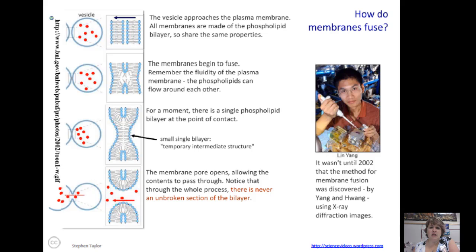But then that will continue to separate and bend as they continue to move, and this will create a pore that opens. And so our cell membrane is never exposed to the outside environment, so we can release our waste that way. There's never an unbroken section of the bilayer, and you can see this a little bit better here and not on the blow up. This is really amazing. Actually, the method for this wasn't discovered until 2002 by two researchers using X-ray diffraction images. So we are still discovering stuff on a regular basis.